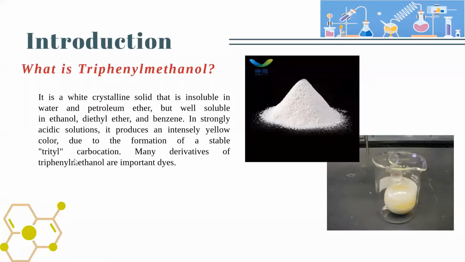So for the introduction, what is triphenylmethanol? It is a white crystalline solid that is insoluble in water and petroleum ether, but well soluble in ethanol, diethyl ether, and benzene. In strong acidic solutions, it produces an intensely yellow color due to the formation of a stable triphenyl carbocation. It has many derivatives, and this is where important dyes came from in research laboratories.